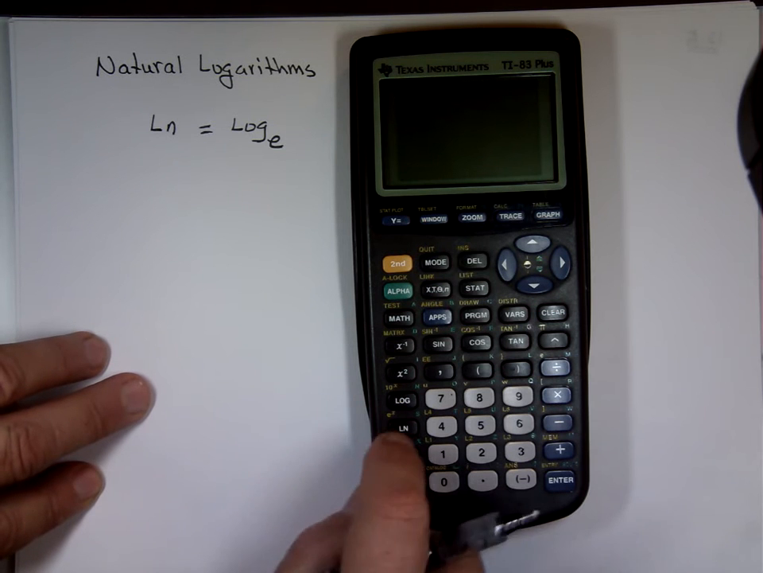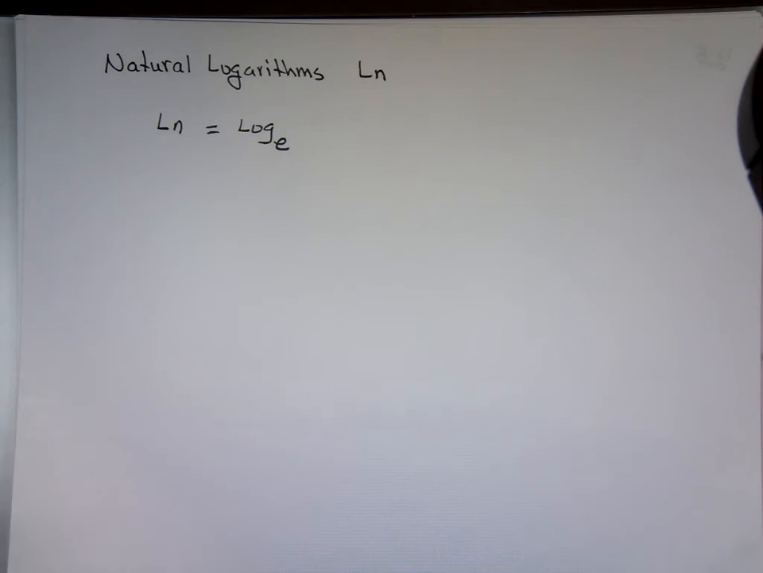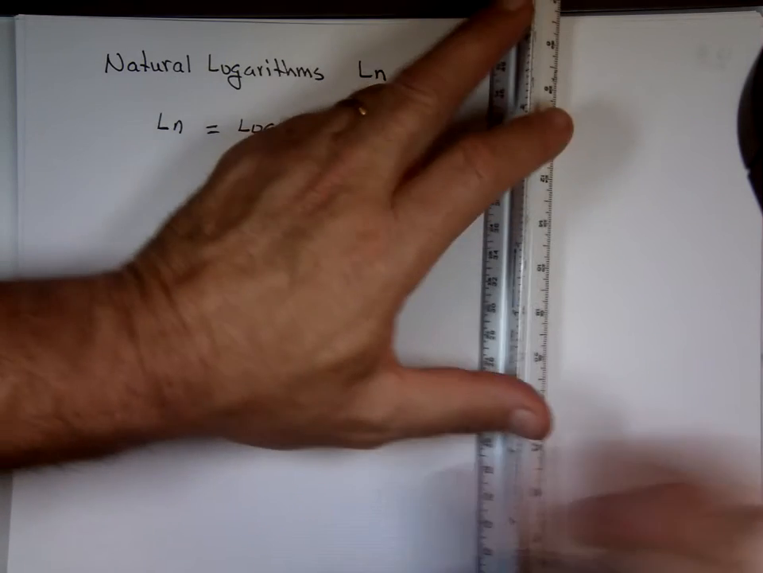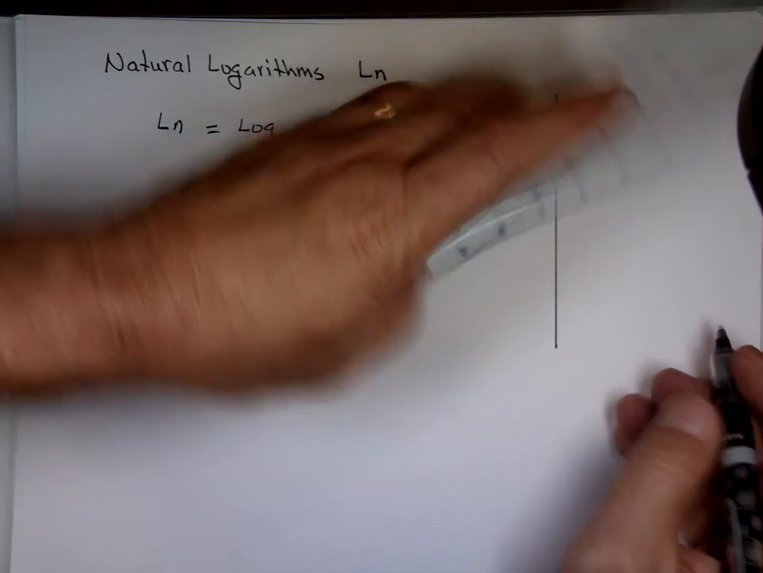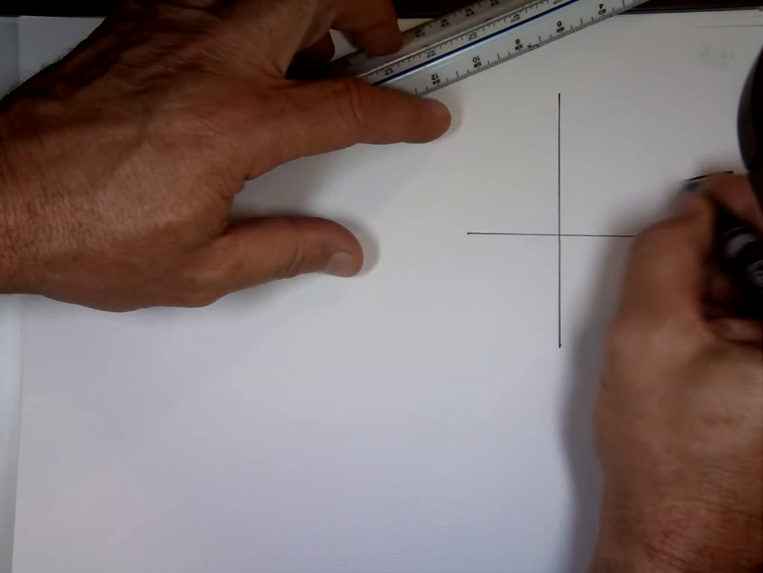So notice I have ln on my calculator. That's log base E. And just like the common log, it has the same picture. Doesn't matter what the base is. All of them have the same picture for the log. Meaning if you graph it, it's going to look like this.